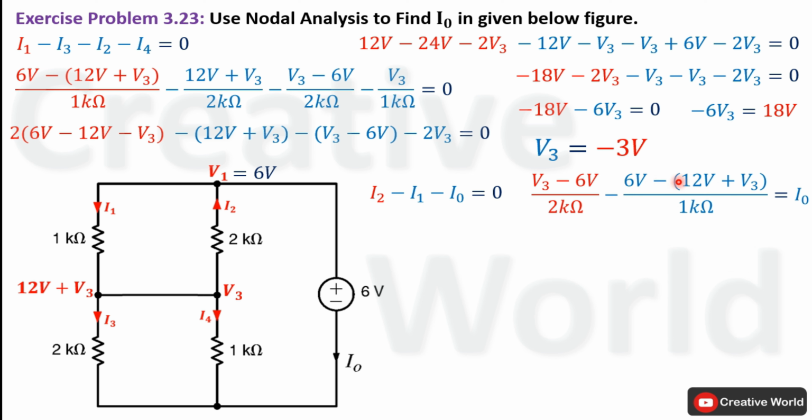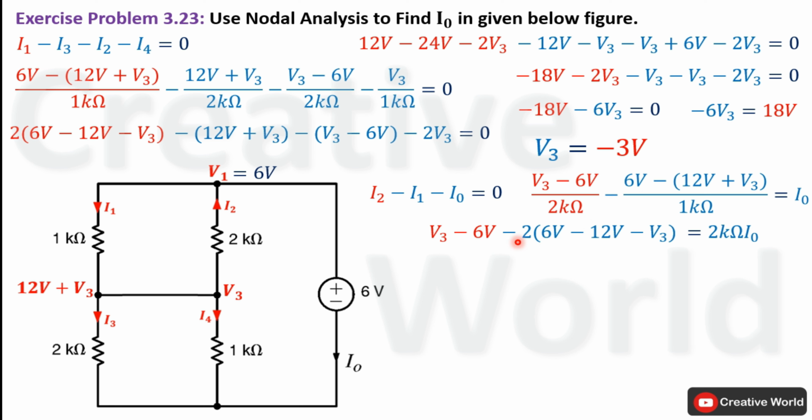Now open these brackets. This minus will multiply with values inside the brackets. It will become minus 12 volt minus V3. In order to omit all denominator values, we will multiply this equation on both sides with 2 kilo ohm. Here product of 2 kilo ohm and I0 will left. On the other hand side of equal, product of 2 kilo ohm and 2 kilo ohm in denominator will cancel out with each other. Only V3 minus 6 volt will left. Here product of 2 kilo ohm and 1 kilo ohm in denominator will cancel out with each other. Only 2 will left, and that 2 will multiply with 6 volt minus 12 volt minus V3.